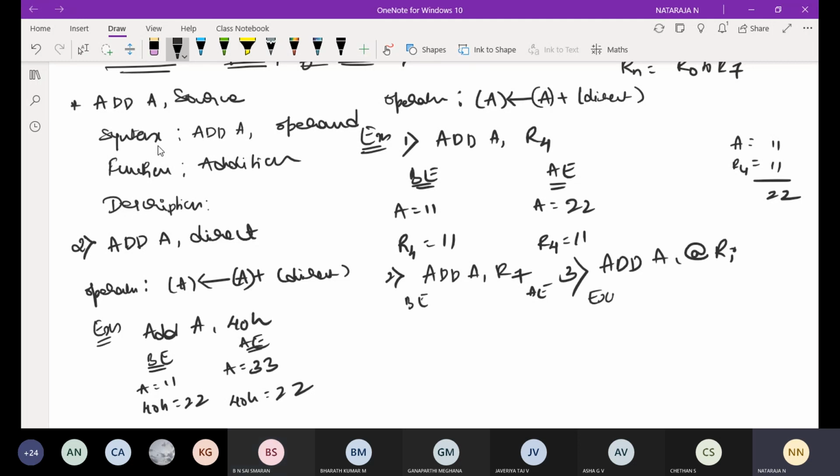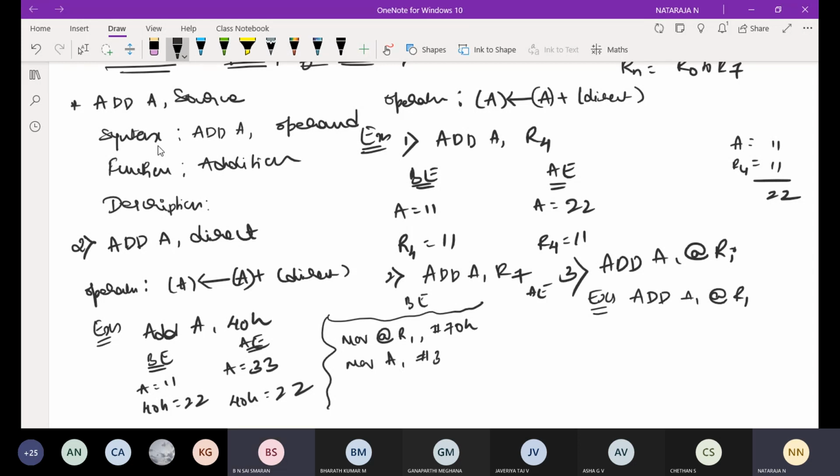Example is ADD A, @R1. Before going to this example, you can write a small program to see how exactly Ri works: MOV R1, #70h, MOV A, #30h, ADD A, @R1. This is data copied to accumulator.